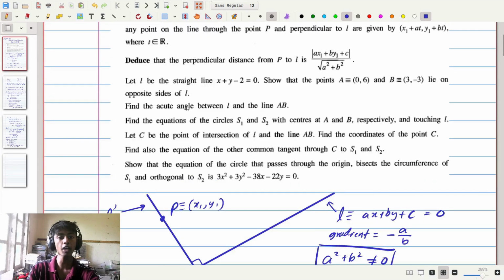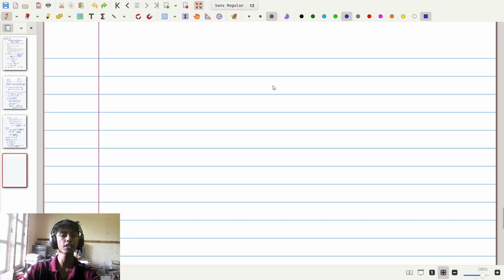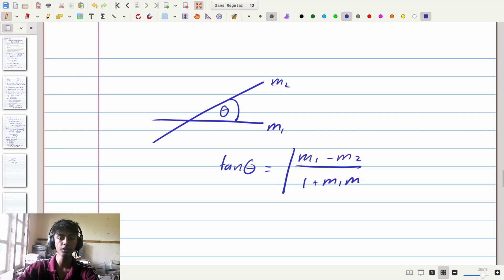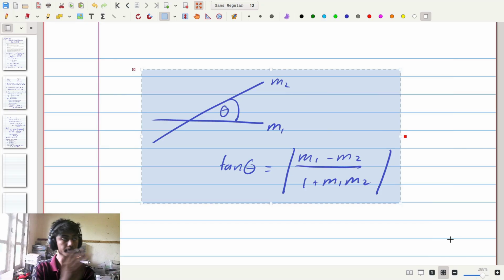Now moving on to the next part, the last part says, find the acute angle between the line L and the line AB. Now for this, we need to know both the gradient of the line L and the gradient of the line AB. The reason is, if we know the gradients of two lines, let's say these two lines, if one of them is M1 and the other is M2, and the acute angle between them is theta, then tan theta will be equal to the modulus of (M1 minus M2) divided by (1 plus M1 M2). So therefore, if we know both the gradients of the line L and the line between the points A and B, which I'll just call AB for now, then we can directly find the acute angle between those 2 lines.